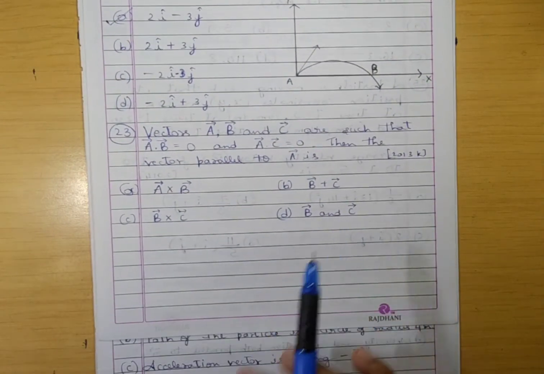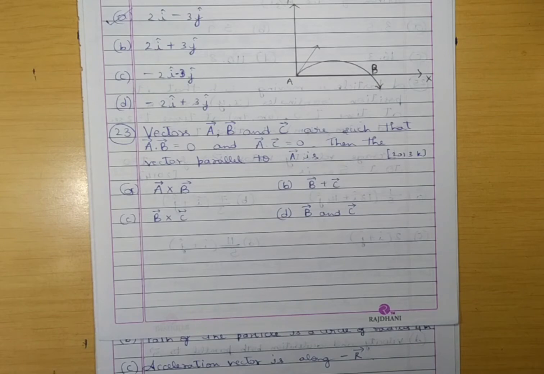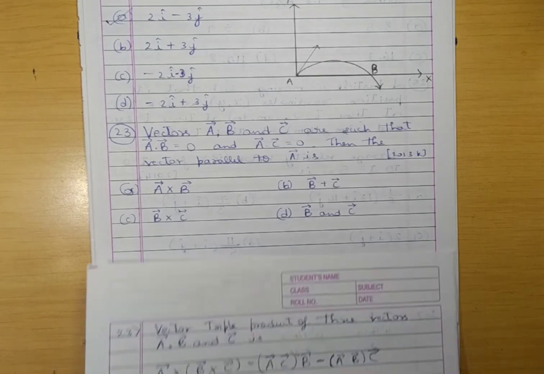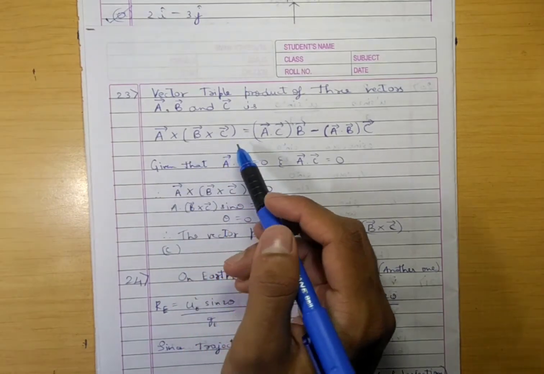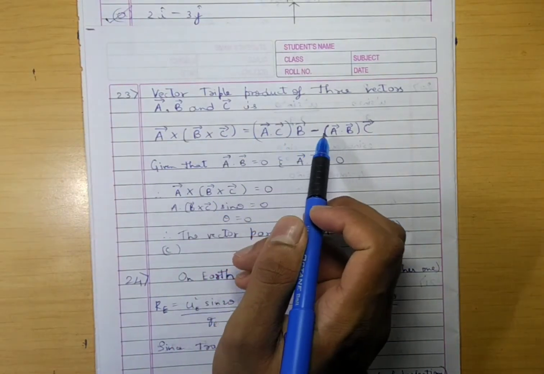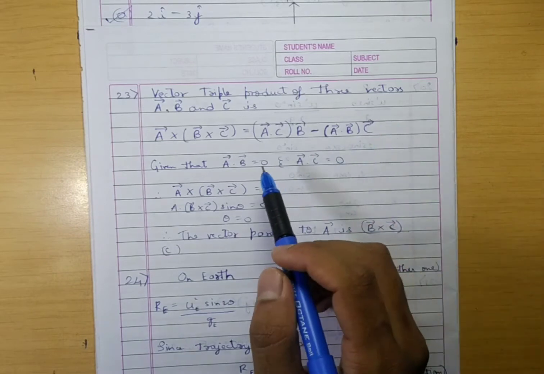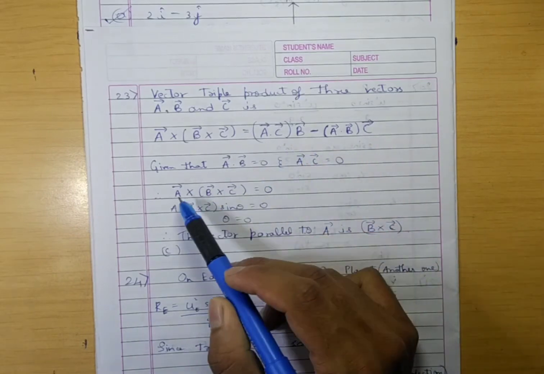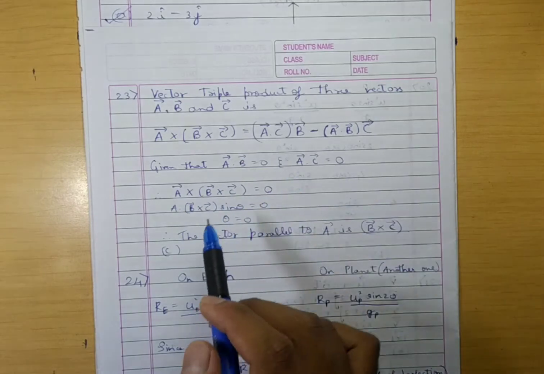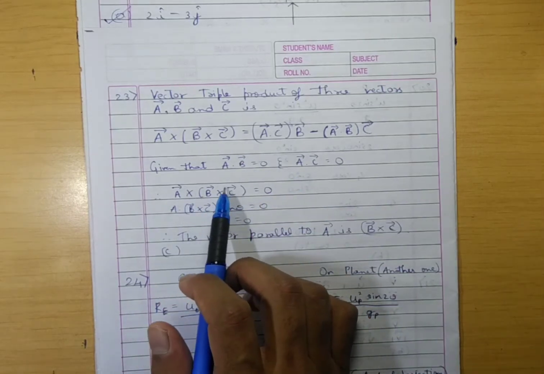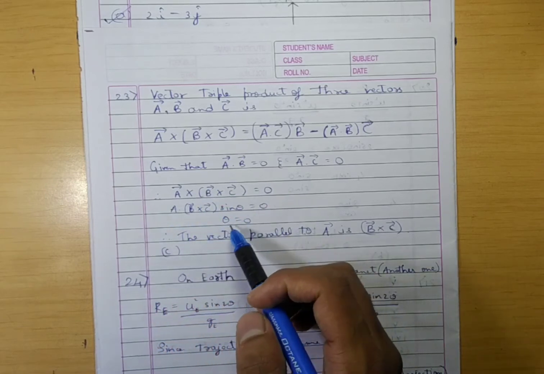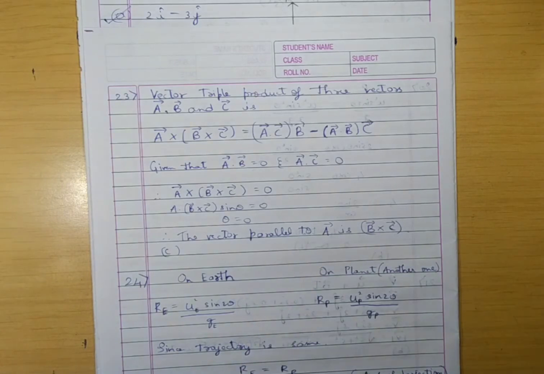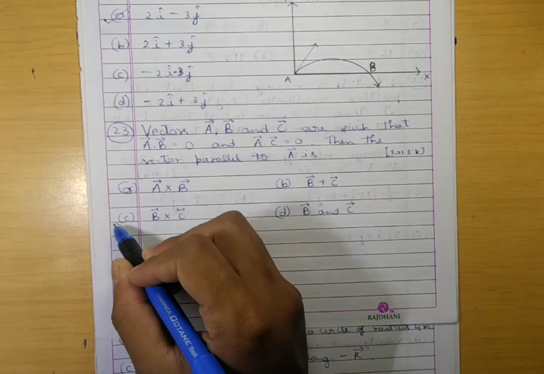23. Vectors A, B and C are such that A dot B is equal to 0 and A dot C is equal to 0. Then the vector parallel to A is. So 3 vectors are given, so we use vector triple product. So therefore A cross B cross C is equal to A dot C into B minus A dot B into C. Here it is given that A dot B is 0 and A dot C is 0. So A cross B cross C is equal to 0. Cross product of any two vectors, here B cross C is taken as a single vector. So therefore A dot B cross C sin theta is equal to 0. Theta is equal to 0. So therefore the vector parallel to A is B cross C. Option C.